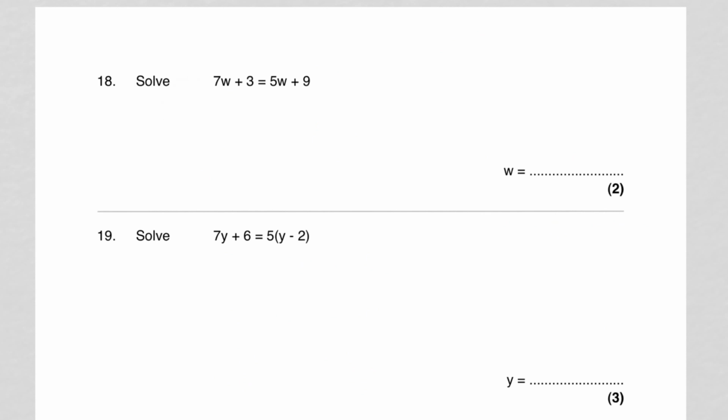Question 18. 7w plus 3 equals 5w plus 9. Now I need to collect like terms. So 7w minus 5w equals 9 minus 3. So I've just collected like terms. 7w minus 5w is 2w, equals 6. Then I need to divide both sides by 2, and 2 will cancel out, and therefore I'm left with w equals 3. So that's 3.